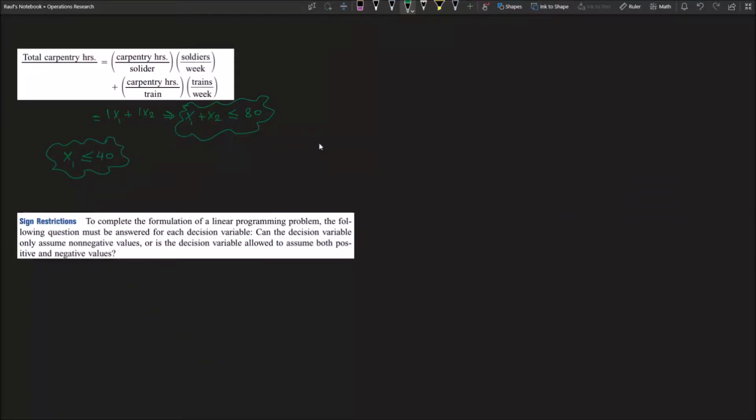Now another constraint that always shows up, you need to keep in mind: there is no single line in the problem, not necessarily a line telling you about it, but it's common sense, because you are dealing with real life problems, so you should use your best judgment to tell if that constraint needs to be included or not. That constraint is the sign restriction. Do we have a restriction of signs for our values or not? To complete the formulation of a linear programming problem, the question that should be answered: can the decision variables only assume non-negative values, or are the decision variables allowed to assume both positive and negative values?